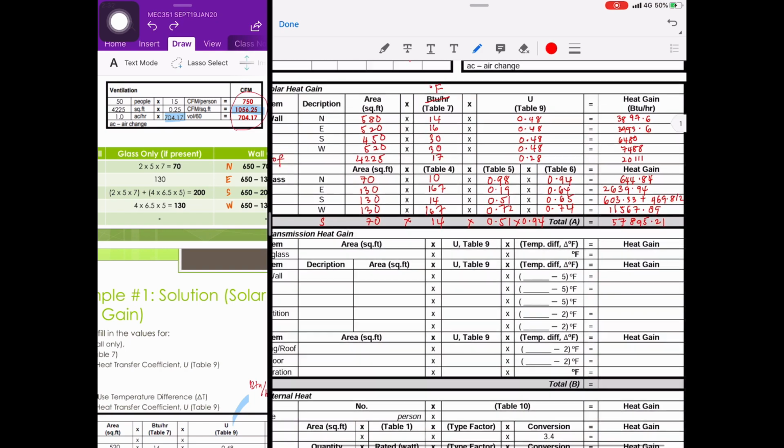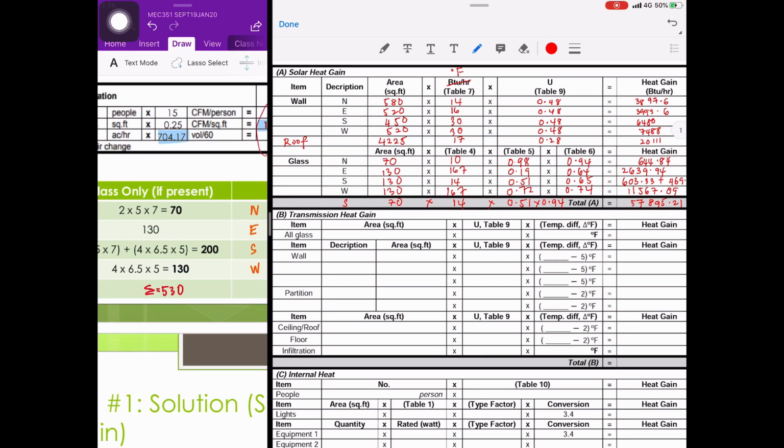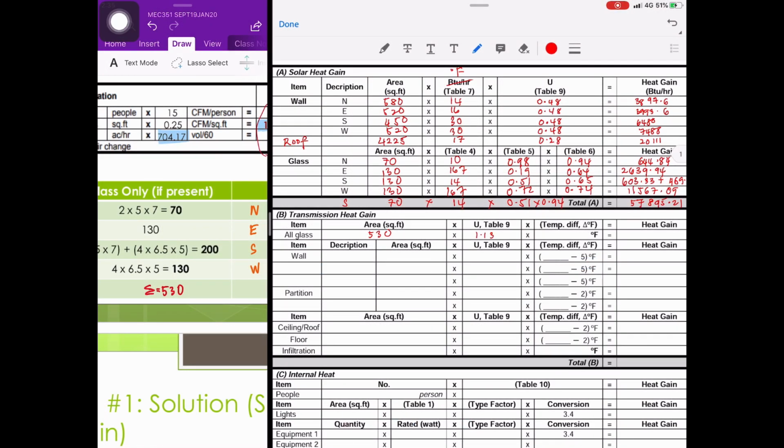Now we can move to section B, transmission heat gain. The total glass area is 530 square feet, so we are going to put this value to the all glass area. Then we are going to refer to table 9. We are going to take the value of external walls, glass vertical, the value is 1.13, and the temperature difference is 17 degrees Fahrenheit, as calculated previously in the psychrometric analysis.